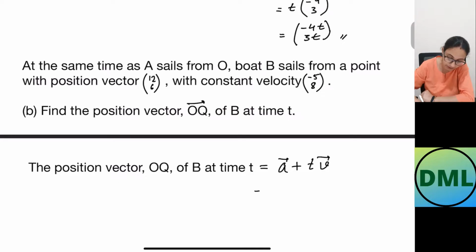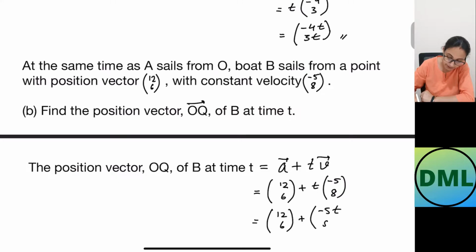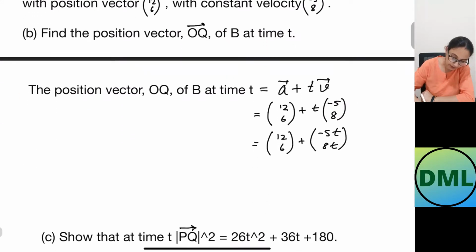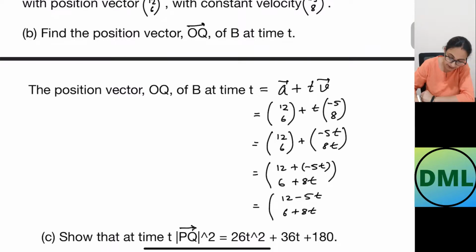Let's substitute the values here. The initial vector is 12, 6 plus time t and the velocity vector, which is minus 5 and 8. So if I solve it, that will be 12, 6 plus minus 5t and 8t. If I add it, that will be equal to 12 plus minus 5t and 6 plus 8t, which equals 12 minus 5t, 6 plus 8t.